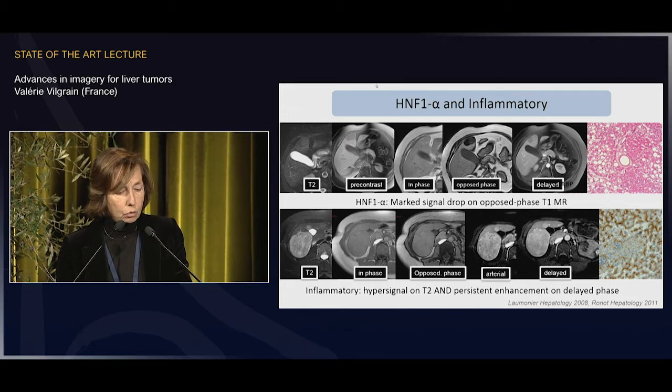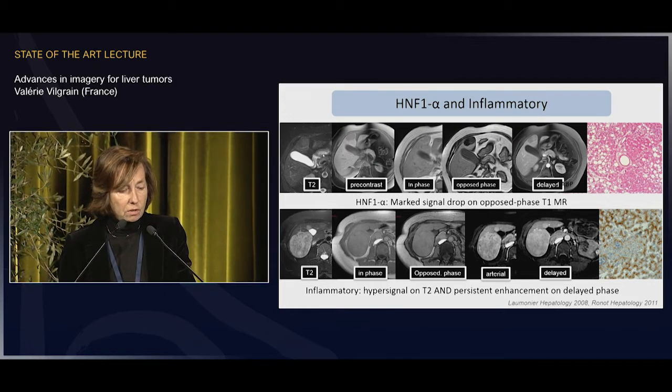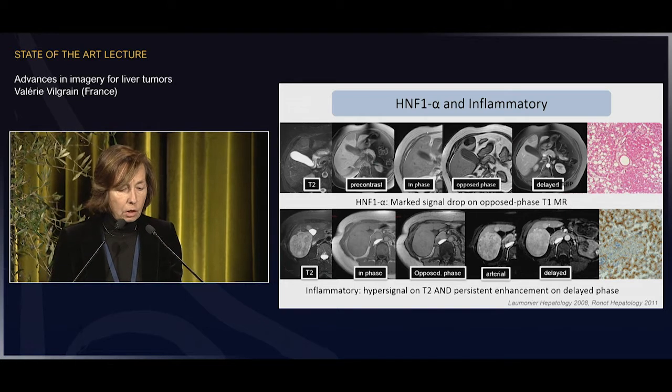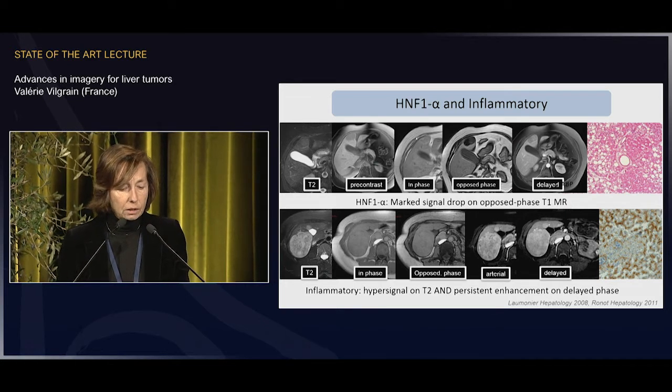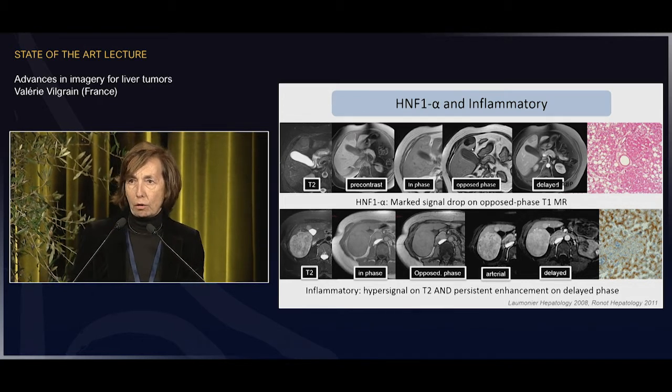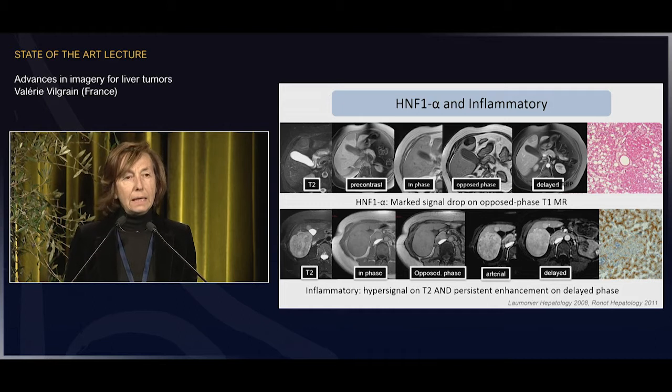I would like to show the first one, which is HNF1 alpha hepatocellular adenoma, and by using only one imaging finding, which is here, the marked signal drop on opposed phase images that reflects the content of fat within the lesion, is highly characteristic of this hepatocellular adenoma.